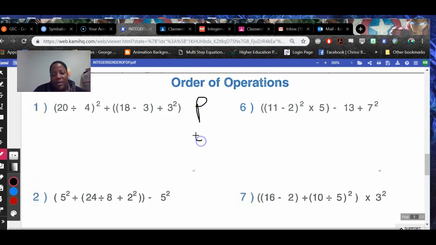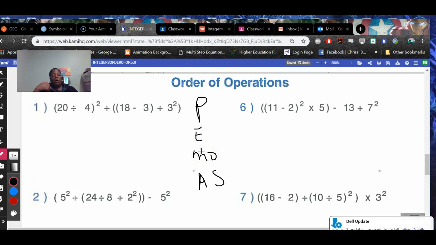So P, E, M, D, A, S. And why do I stack it up like a cake? Simply because it's a gentle reminder that when we get to the multiplying dividing section, we will multiply or divide whichever comes first in the problem. So let's take a look at number 6 and see what we can do.